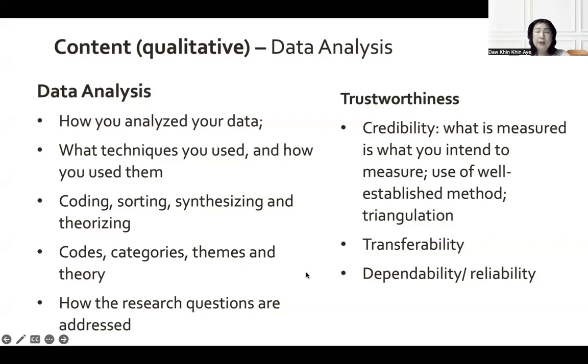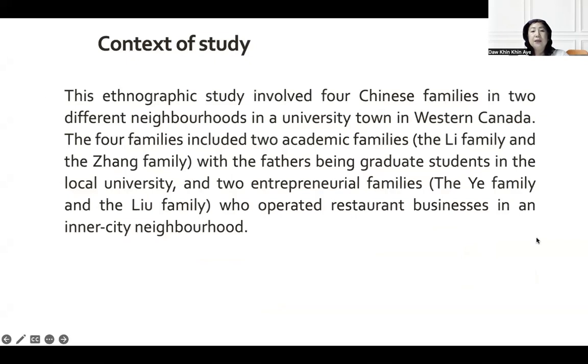Okay, now another one is trustworthiness. As I mentioned to you, with quantitative research we have reliability and validity. Under qualitative research, we need to include trustworthiness. First, you need to show the credibility of your technique or measurement: what is measured is what you intend to measure. Use a well-established method and triangulation. This is similar to the validity of quantitative research. Transferability, that is, other researchers can replicate what you have done. Now, dependability or reliability. All these need to be indicated.